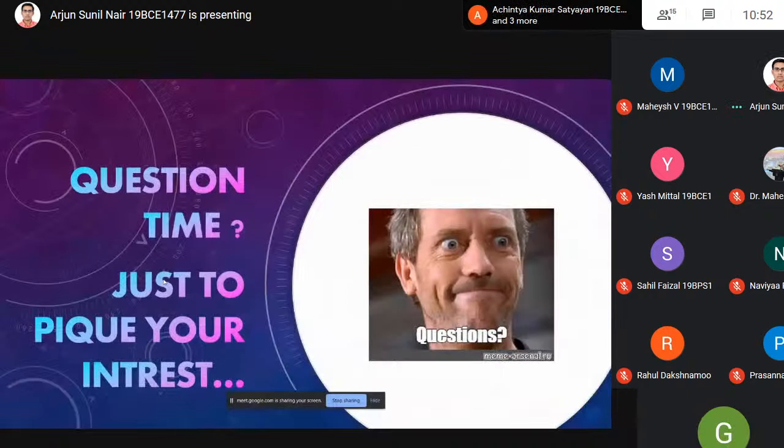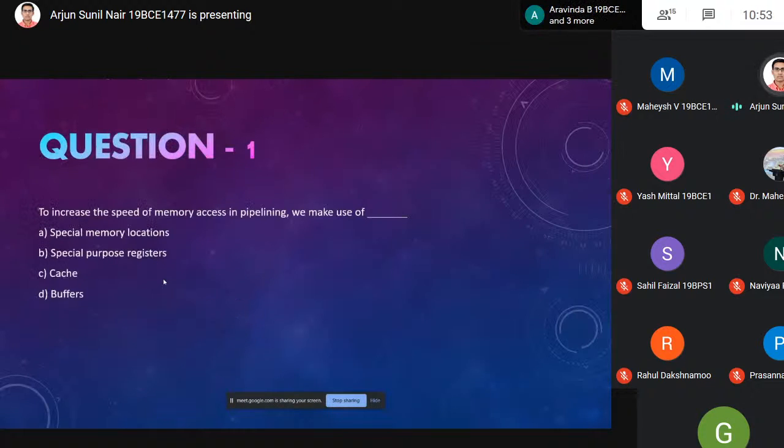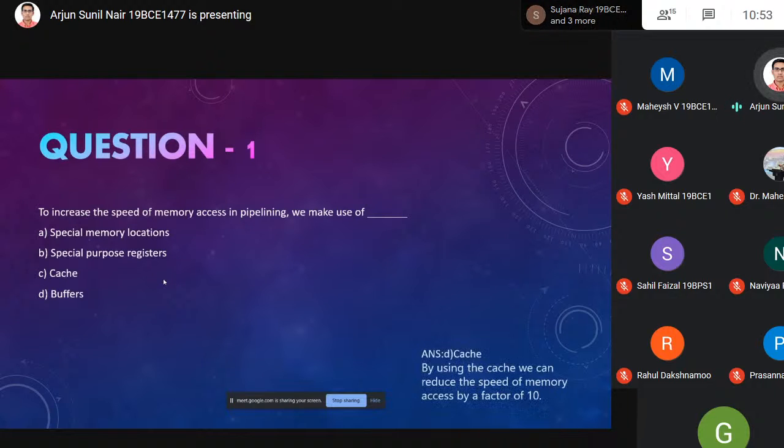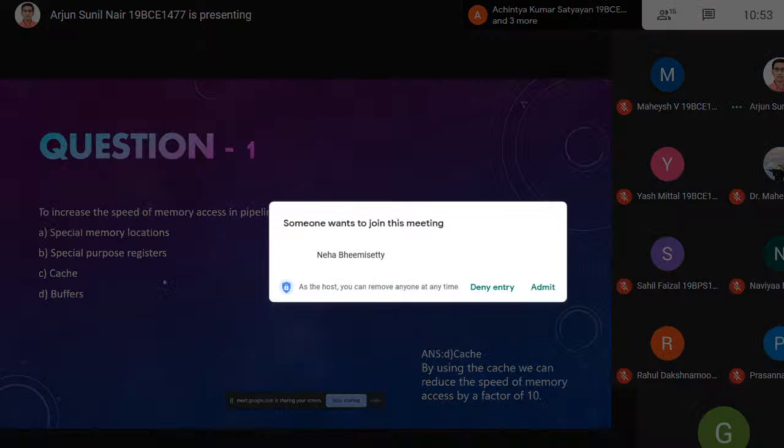Now, just to pique your interest, we have a small questionnaire. Question 1: to increase the speed of memory access in pipelining, we make use of... we can just show the answer since there is nobody to answer inside the Gmeet, but the answer is cache. Since cache can reduce the memory access time by a factor of 10.